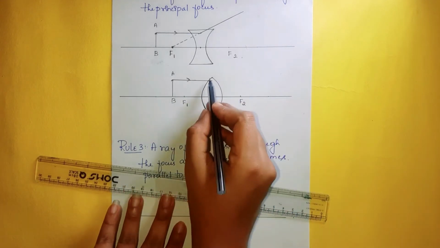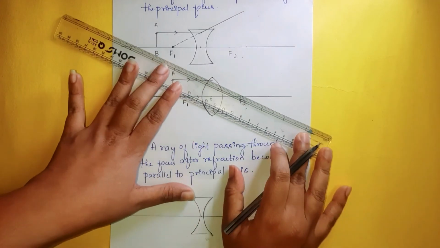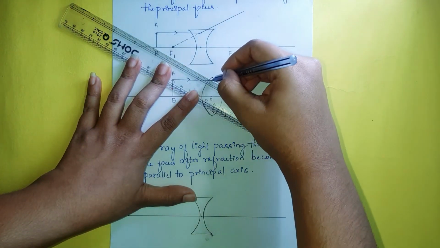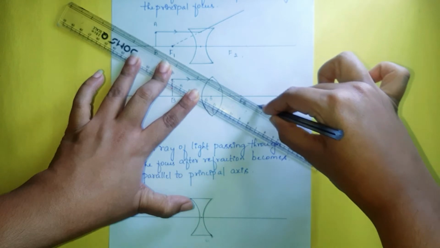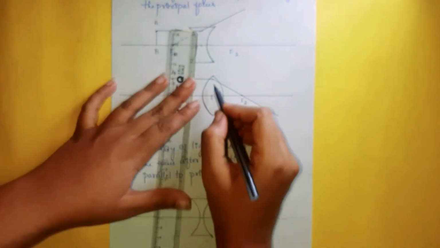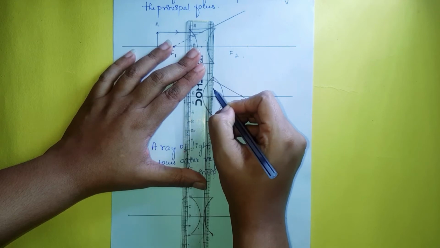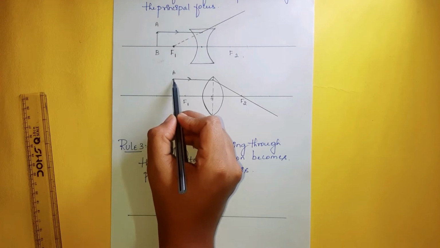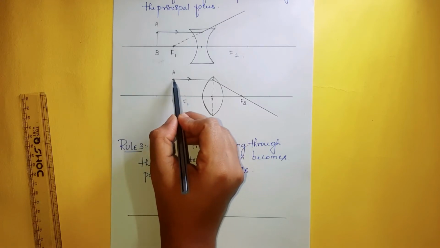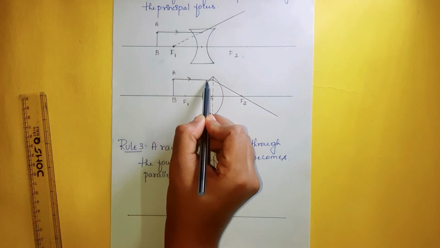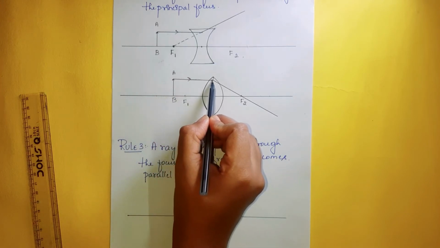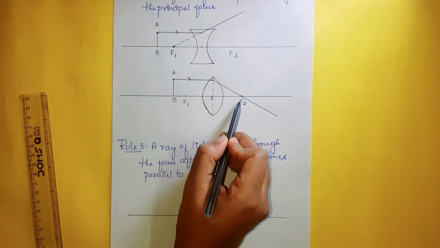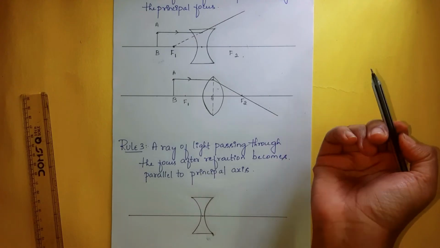Now after passing through this convex lens, this ray will pass through the principal focus. The principal focus is F2. You can draw the dotted lines here also so that you can know where the refraction is taking place. So first we draw the object, AB. Then from this object, you draw a line parallel to the principal axis. After refraction, this line will pass through the principal focus, that is F2. Hope I have made it clear.